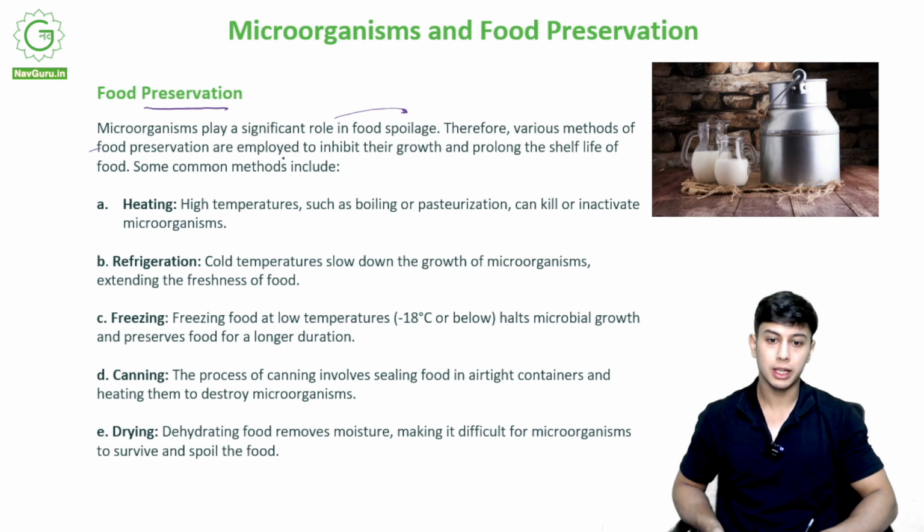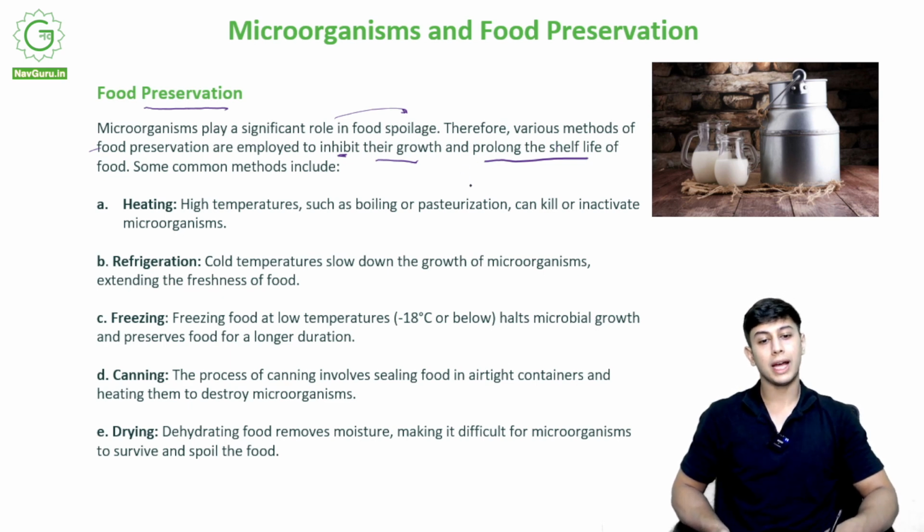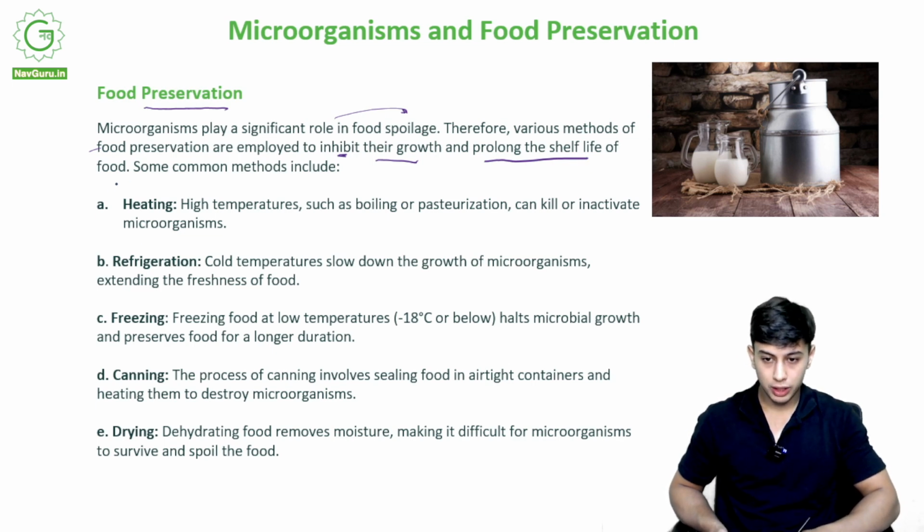Various methods of food preservation are employed to inhibit, which means stop, their growth and prolong the shelf life. What is shelf life? That means in how much time I should consume it. For example, the shelf life of milk is 2-3 days, otherwise it will go stale. So how do I extend that? I will do various measures to preserve that milk. We will study them in detail. First one is heating. Heating at high temperatures such as boiling or pasteurization can kill or inactivate the microorganisms.